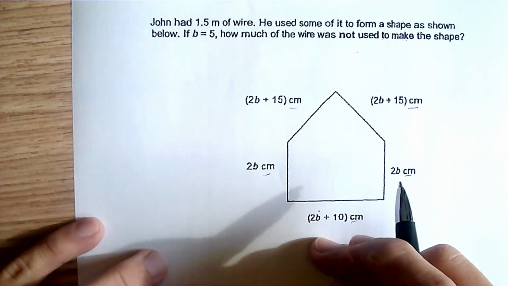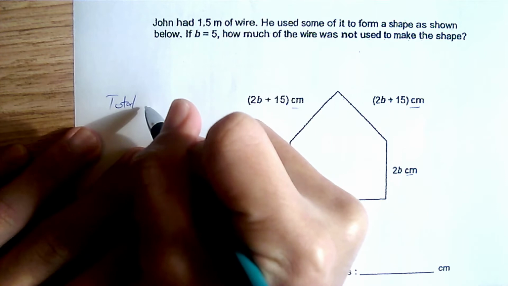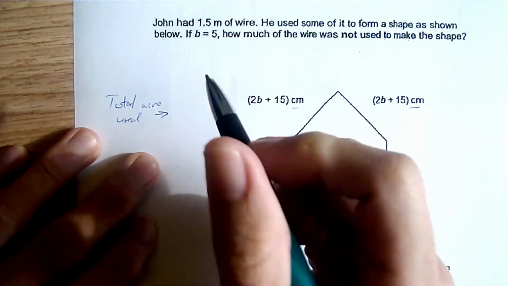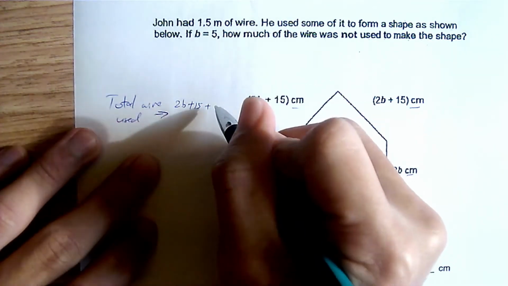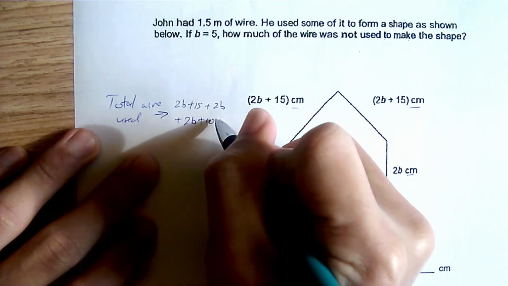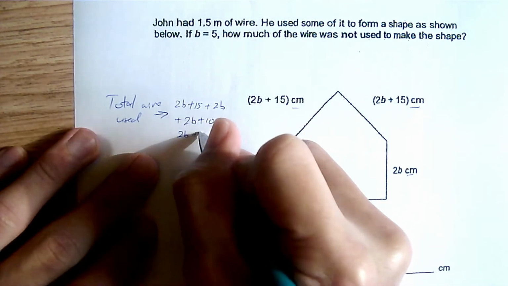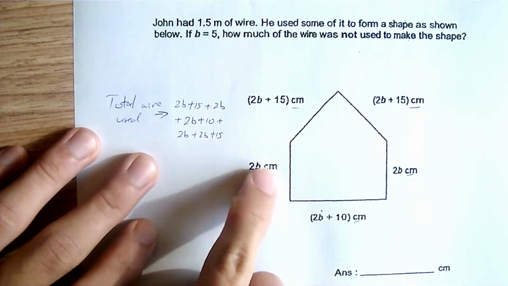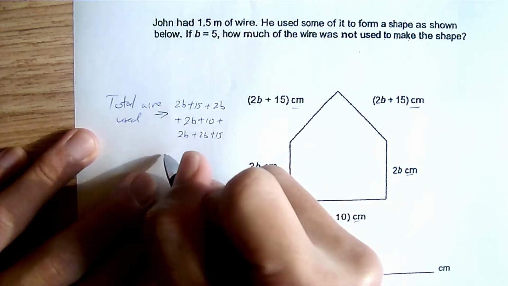So the working will be, okay, total wire used, arrow, 2b plus 15 plus 2b plus 2b plus 10 plus 2b plus 2b plus 15. Okay, so let's recheck. 2b plus 15, 2b, 2b plus 10, 2b, 2b plus 15. Okay, so what will that give us?